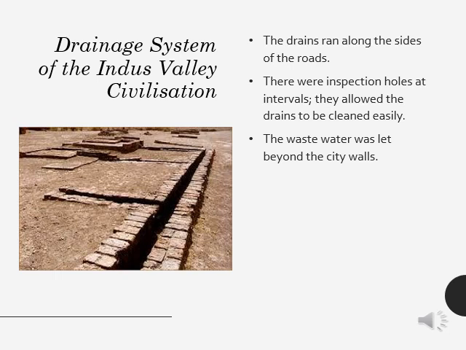Children, now we are going to discuss the drainage system of the Indus Valley civilization. The most unique aspect of planning during the Indus Valley civilization was the system of underground drainage. The drains ran along the sides of the roads, and the drains were built of baked bricks and were covered with stone slabs. There were inspection holes at intervals. They allowed the drains to be cleaned easily. The waste water was let out beyond the city walls.